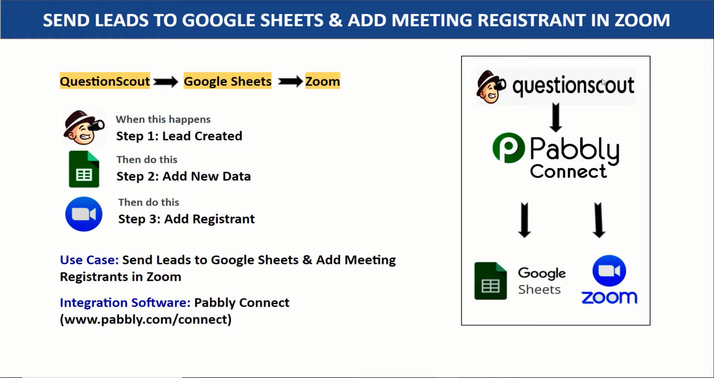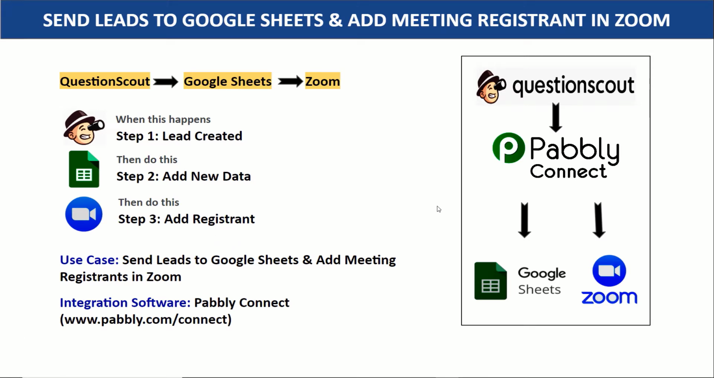Here you have two options. Either you can copy all the details of John from Question Scout and manually add John into Zoom and Google Sheets. This approach is very repetitive and tiresome. Or bring in some automation. That is, when a new lead is added in Question Scout, it will automatically add this data in Google Sheet and automatically add him as a registrant in Zoom.